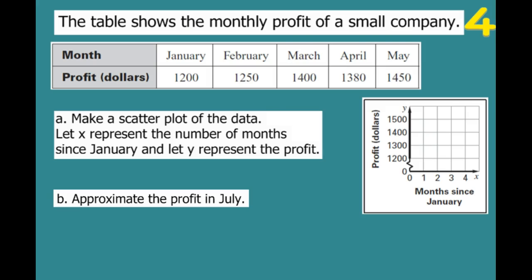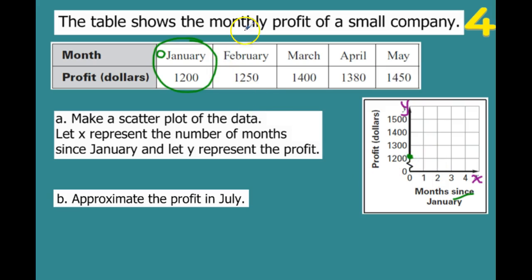All right, last question. It says the table shows the monthly profit of a small company. So here are our months, January, February, March, April, May. It says make a scatter plot of the data. X represents the number of months, which you can see here, X is months since January, and Y represents the profit in dollars on this side. So in January, they had $1,200 in profit, or money that they gained. If it's January, how many months has it been since January? Well, it hasn't been any months. That would be 0. This is month 0.